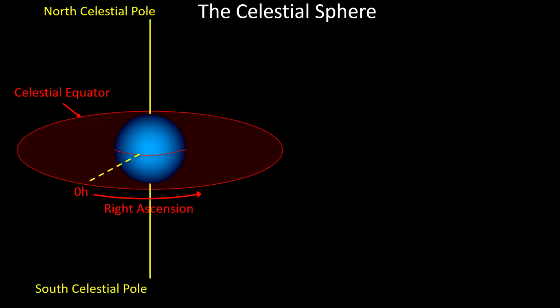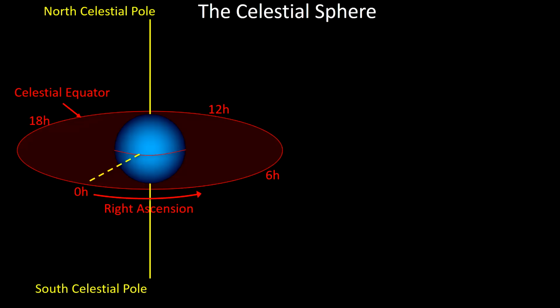The first one of these is called right ascension, and that's basically a distance along the Earth's equator measured in hours. We'll talk about how we define 0 hours right ascension in a second, but for the moment we're just going to have 0 hours indicated by the direction of the yellow dotted line, and then one complete rotation is 24 hours, so 6 hours is a quarter rotation, 12 hours half, and 18 hours 3/4.